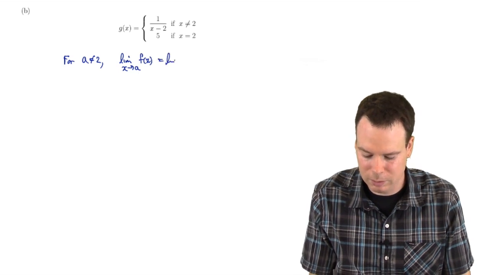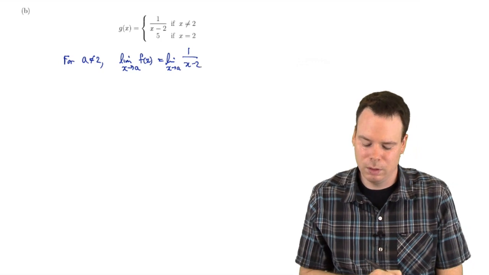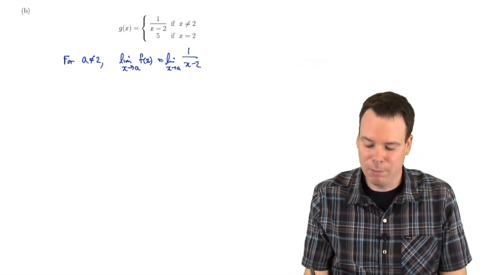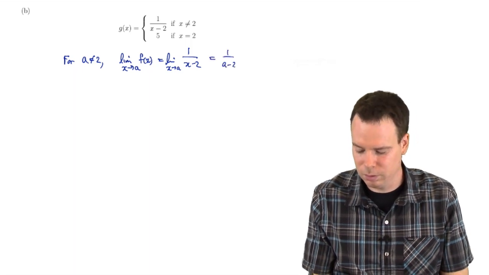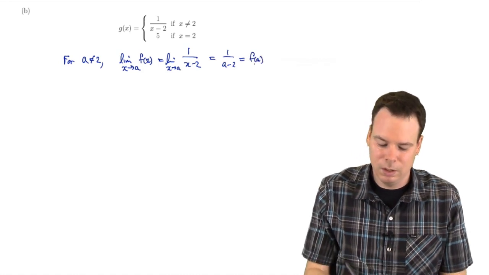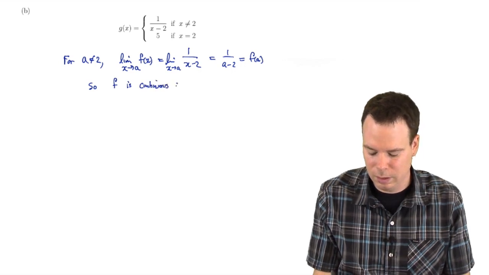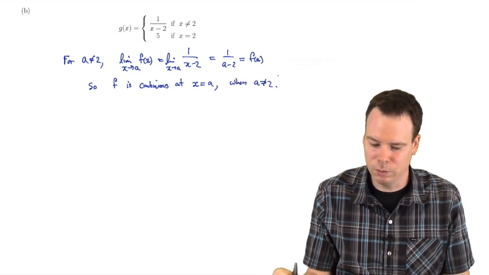Well, that's the limit as x goes to a of 1 over x minus 2. As x gets close to a, x minus 2 gets close to a minus 2, which is not 0. So this gets close to 1 over a minus 2, which just happens to be the function value of f of a. So f is continuous at x equals a when a is not equal to 2.